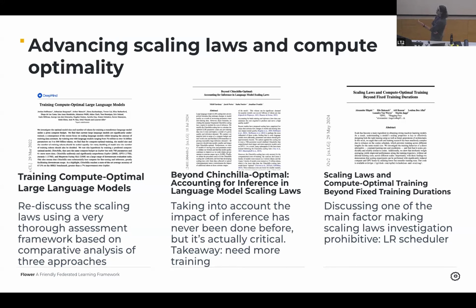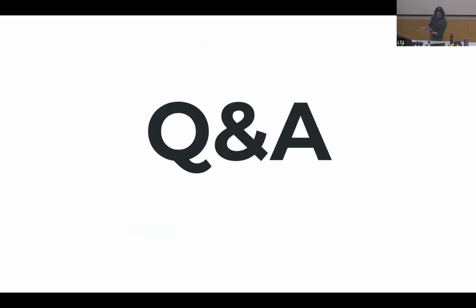So how do we account for this? How do we do things without a fixed duration? They propose a very good solution that is based on fixed learning rates and cooldowns. So yeah, with this, I conclude this part. And I'm happy to take any questions before going on to the federated optimization side of things.